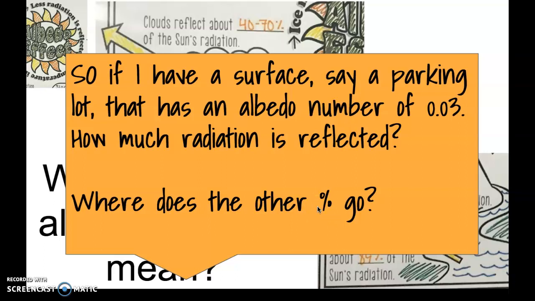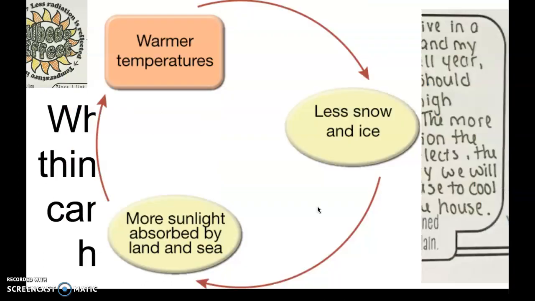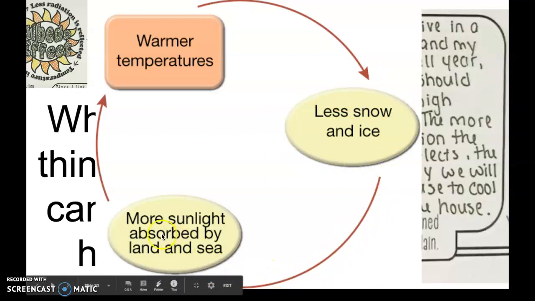Now, why do we care about albedo number, and how does this relate back to the albedo feedback loop? If you look right here, we have the albedo feedback loop, and we see that warmer temperatures lead to less snow and ice. That's what we learned. What happens when it gets warm? Our snowman melts, so we have less snow and ice. And then less snow and ice, we learned, leads to more sunlight being absorbed by the land and sea.